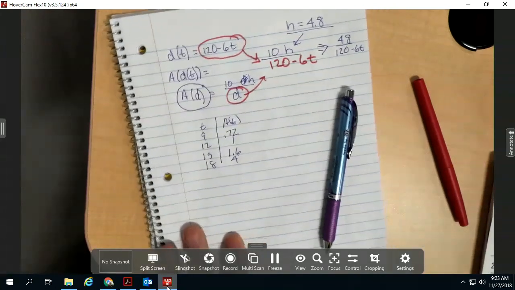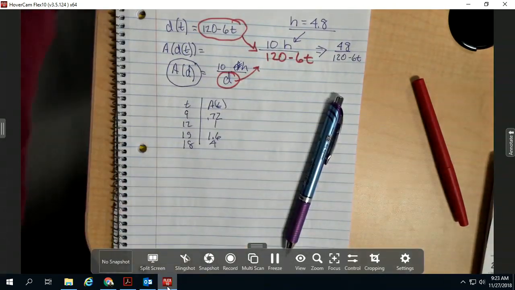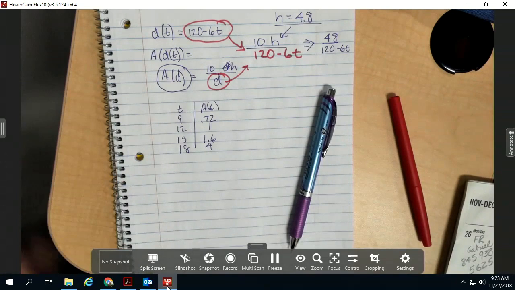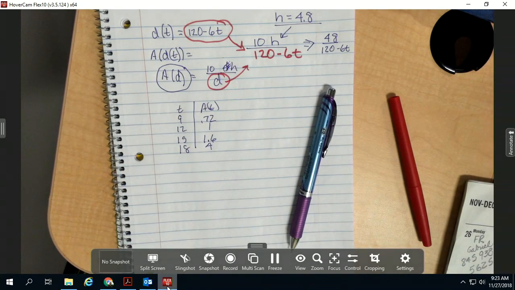How do you know that this table is not of a linear function? If it were linear, the F2s, or the F of T's or A of T's would be the same distance apart all the way down. Okay? How do you know it's inverse?